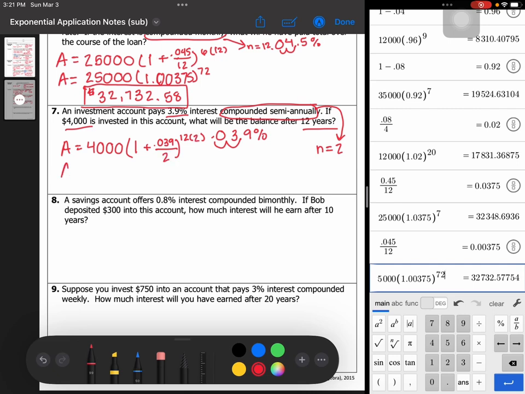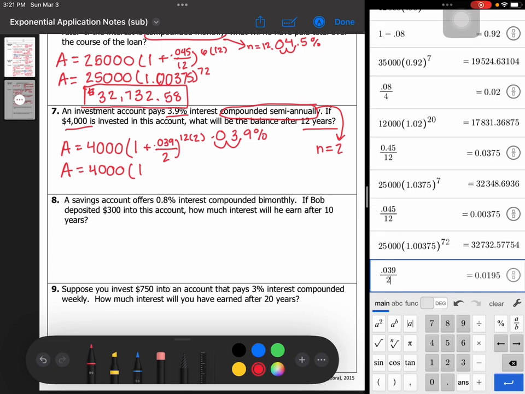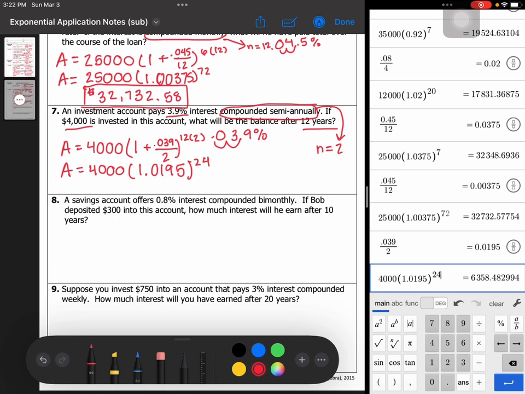And then we can go ahead and simplify. So I'm going to do 0.039 divided by 2. That's 0.0195, so 1.0195 to the 24th power. Then we can type all of that in. So 4,000 times 1.0195 to the 24th power would be $6,358.48.